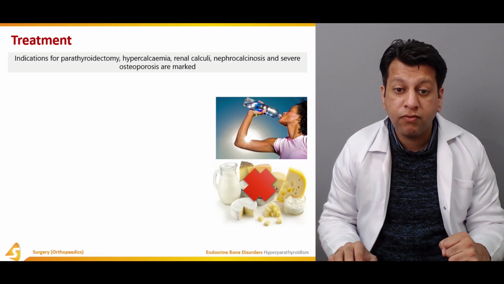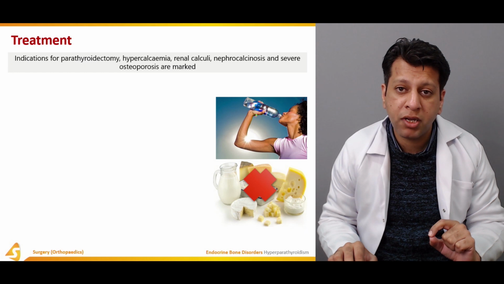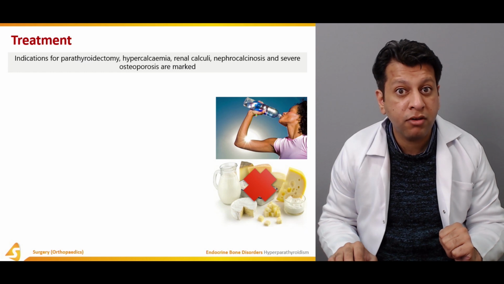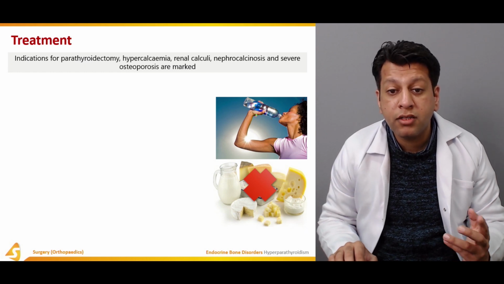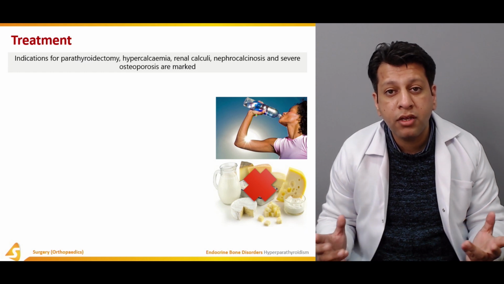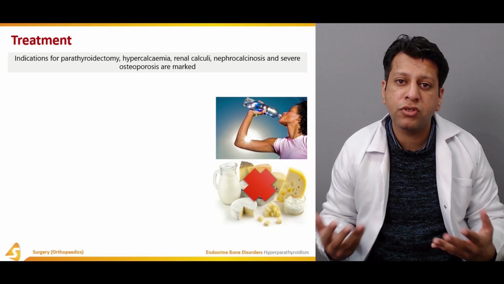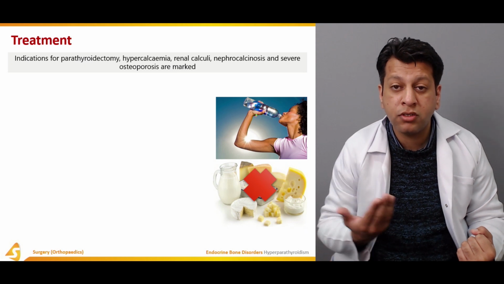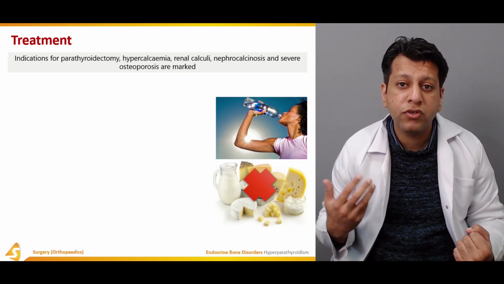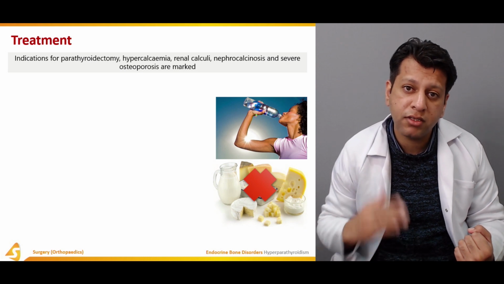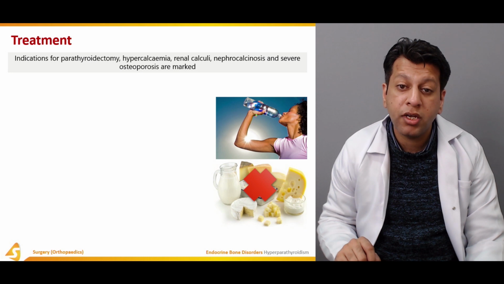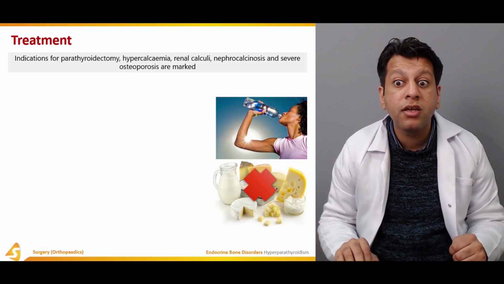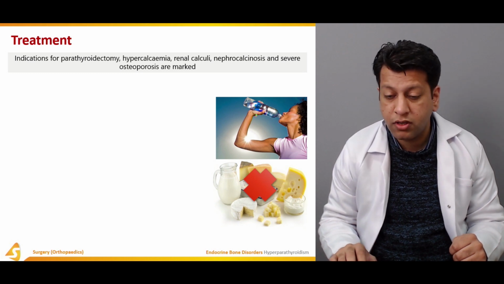So what is the treatment? For example, if it is diagnosed as primary hyperparathyroidism due to a parathyroid adenoma, then the treatment is parathyroidectomy. You need to take that out. But if it was secondary, we need to treat the renal failure. If it was due to decreased absorption of calcium from the gut, we need to treat Crohn's disease and ulcerative colitis like that. And if it was tertiary, for example due to hyperplasia, then probably a parathyroidectomy may also be indicated. Indications for parathyroidectomy include hypercalcemia, renal calculi, nephrocalcinosis, and severe osteoporosis.